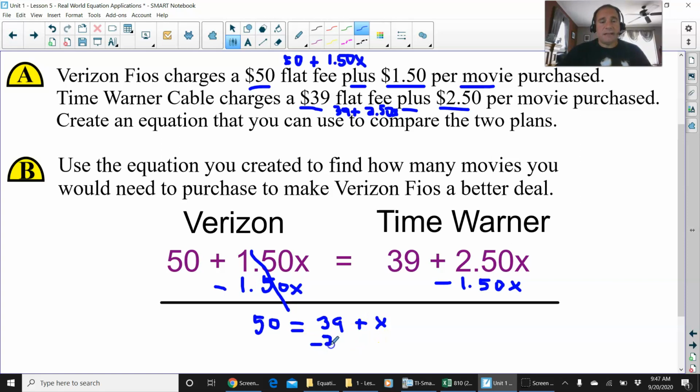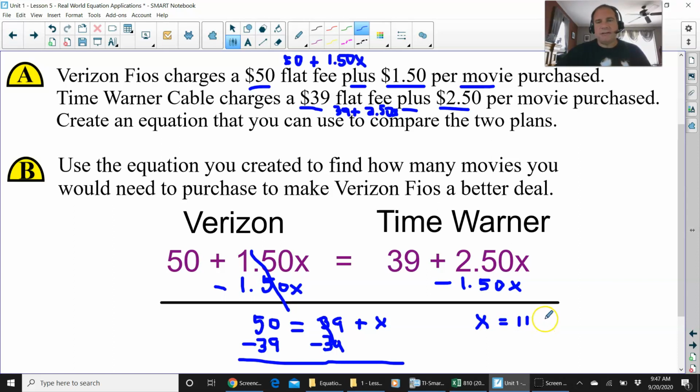Then obviously you have to get that x alone. You have to isolate that variable, and you subtract the 39 from both sides. This cancels. You draw a line right here, and x equals 11. So how many movies would you need to purchase? Create an equation that you can use to compare the two plans. So at 11 movies, these plans would cost the same. 11 movies, the 11th movie.